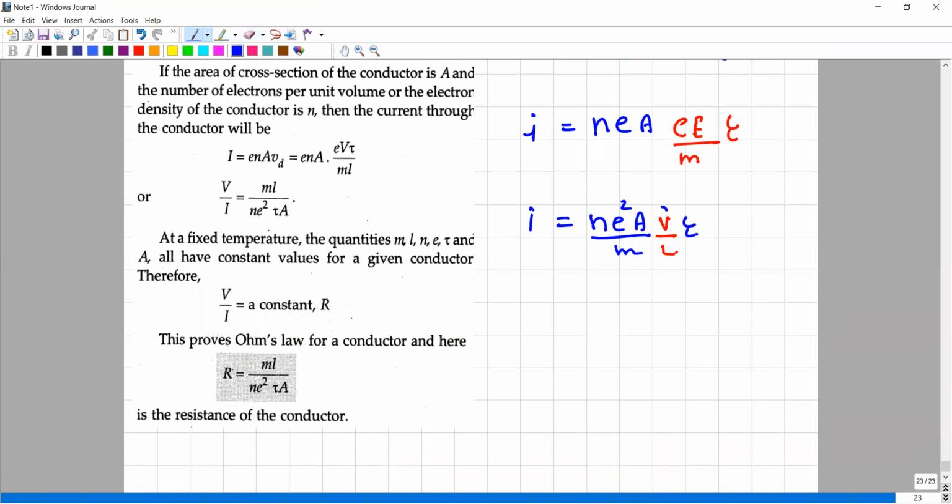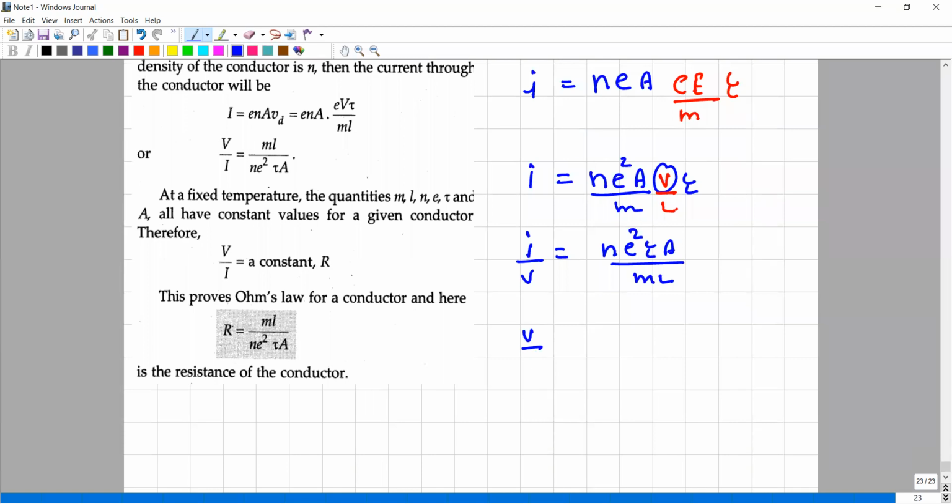Now you can take this V here and put it on the denominator, so it will become what? I by V is equal to Ne square tau A divided by ml. V by I will become ml by Ne square tau A.